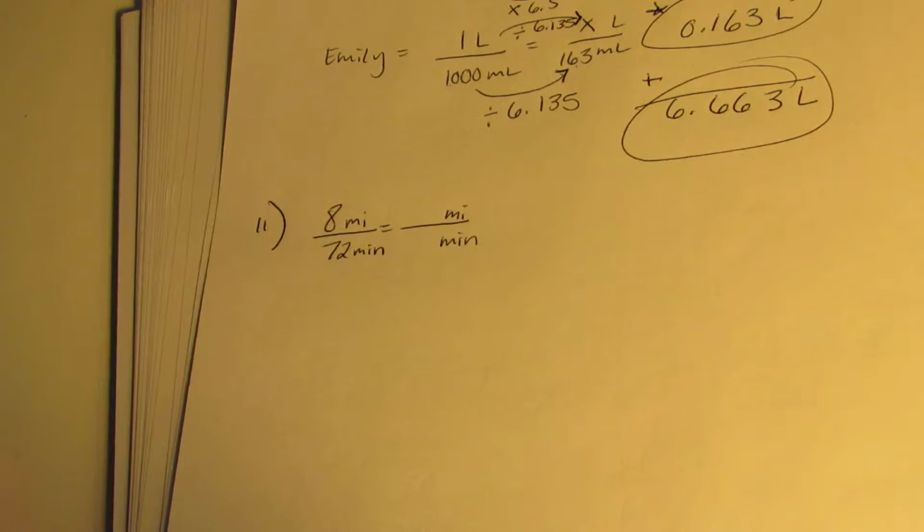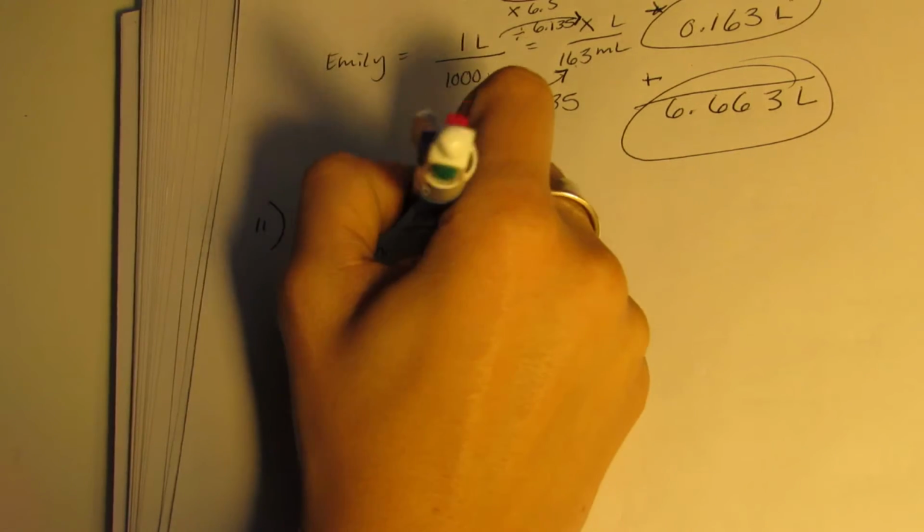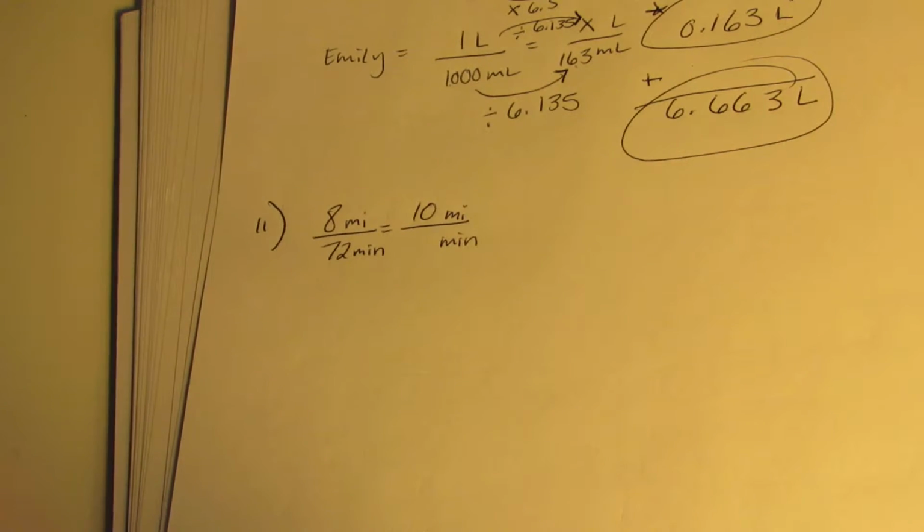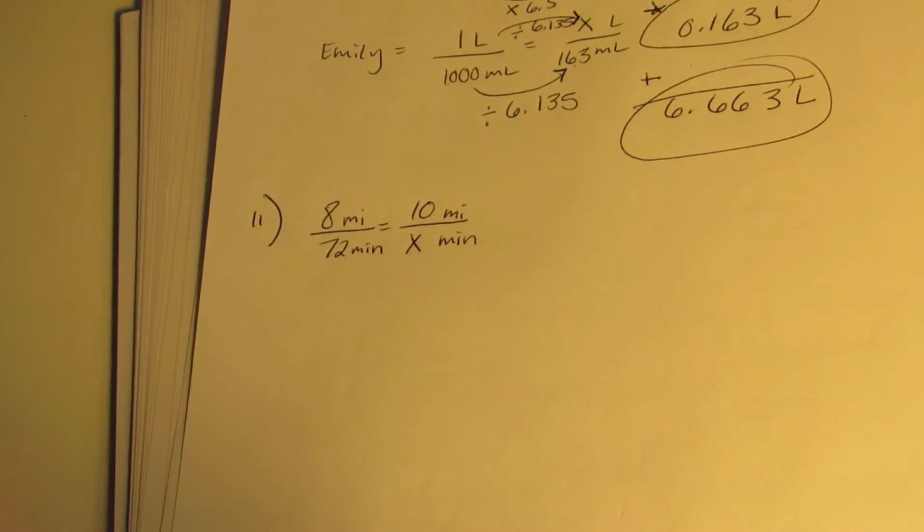So the question says, Maya can run 8 miles in 72 minutes. At this rate, how long will it take her to run 10 miles? Now it gives me 10 miles, so I'm going to go ahead and put the 10 here. And that makes sense because it says how long. If I'm solving for how long, I'm solving for some sort of time. And that makes sense since we're looking for minutes.